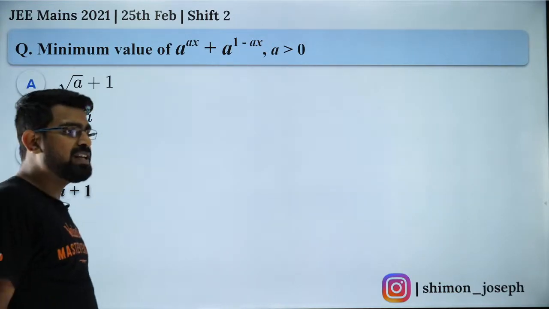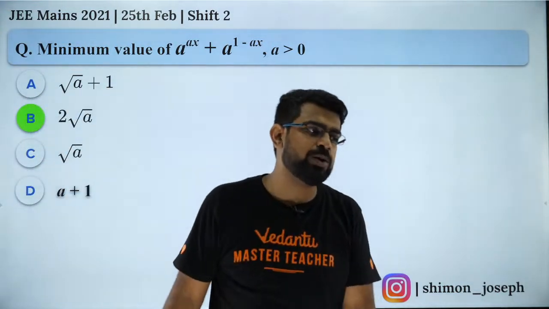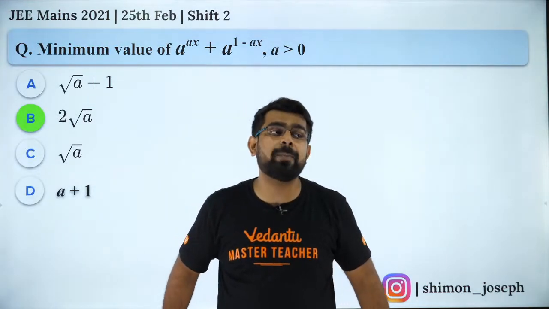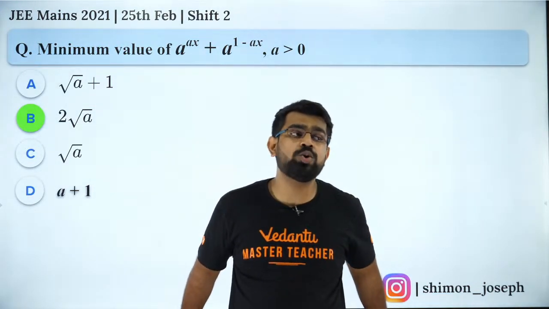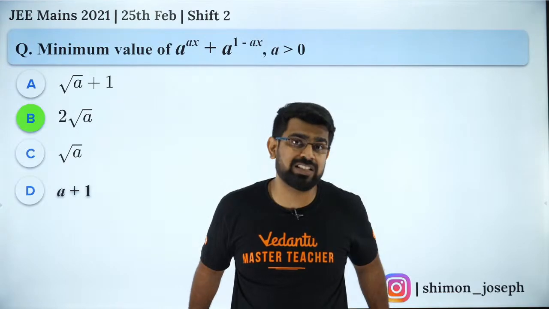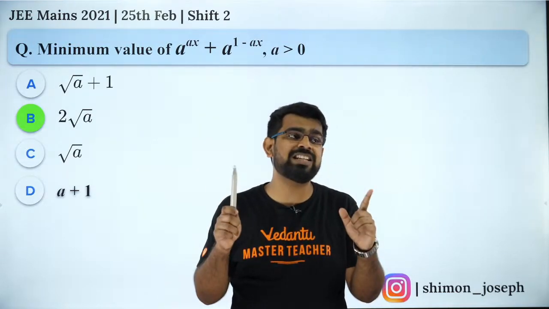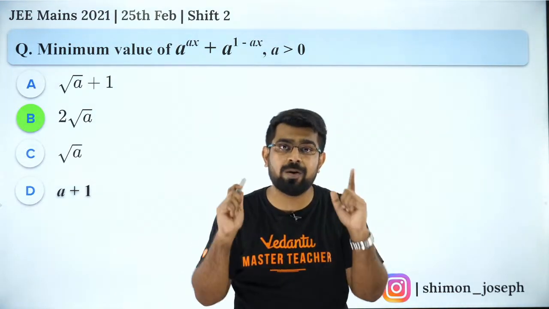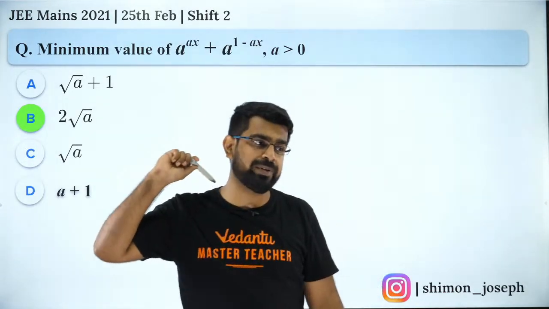Okay. So Elizabeth, you use AMGM inequality whenever you are asked to find the minimum value of a sum and you are given that the numbers are positive. If your numbers are positive and if you are asked to find the minimum value of a sum, you need to use AMGM inequality.